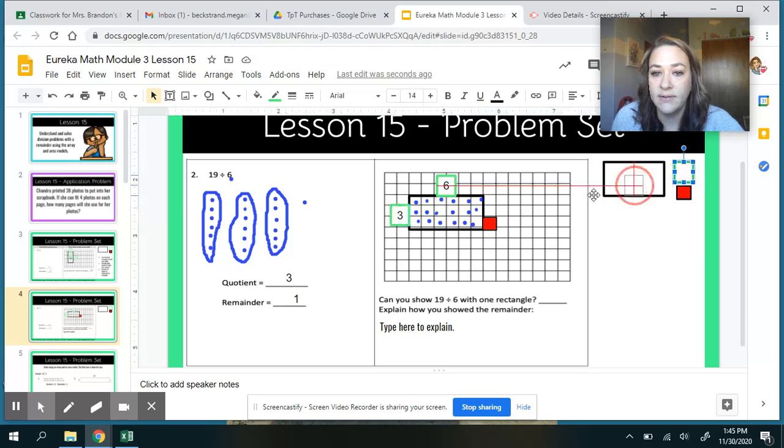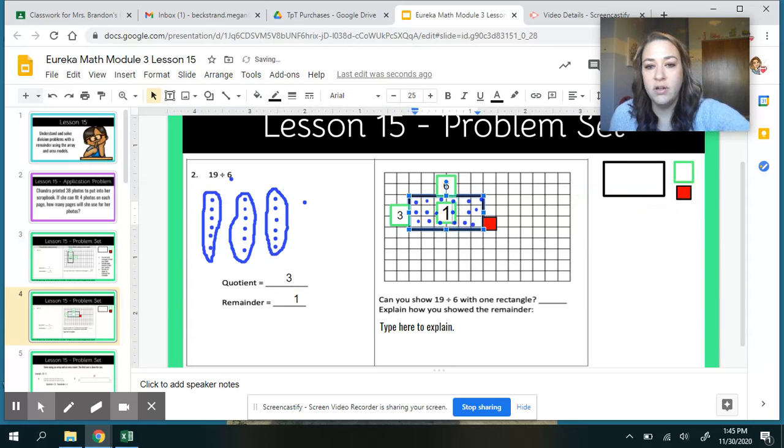So over on the inside, I've got 18 plus 1 more gives me 19. So if I did 6 times 3, that gives me 18 plus my remainder gives me 19. So that lets me know I did my math correctly.